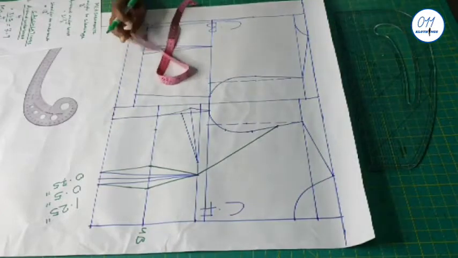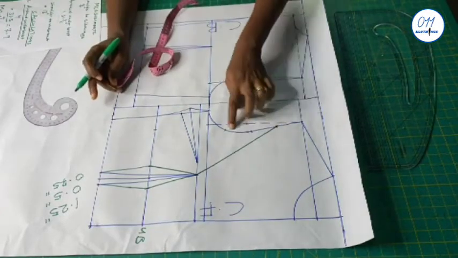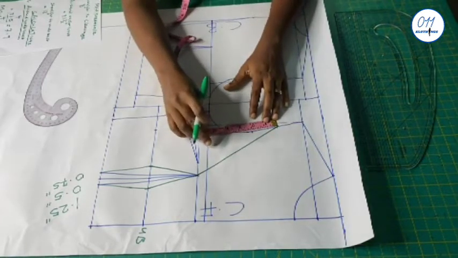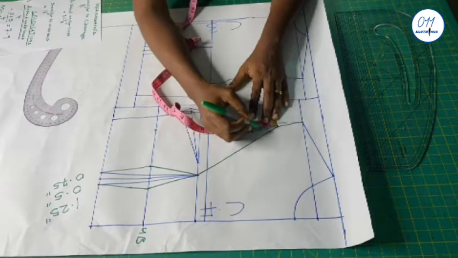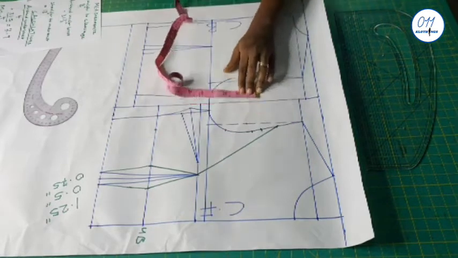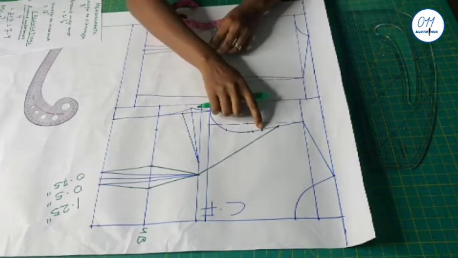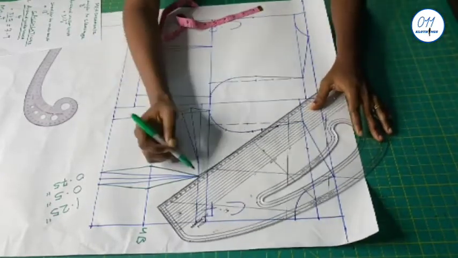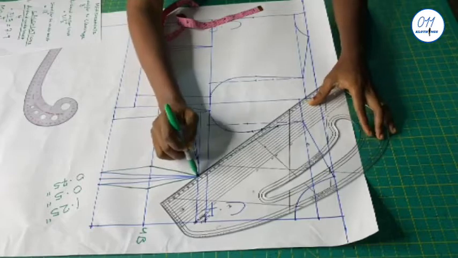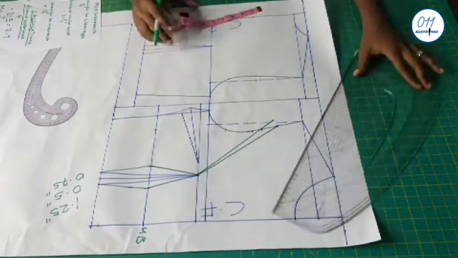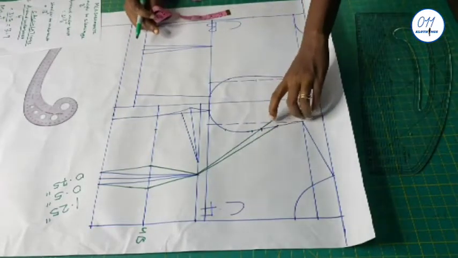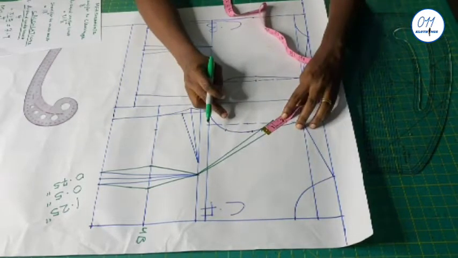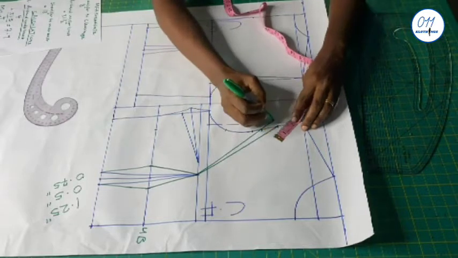From where the princess dart starts, I will come down by 1 inch and I will mark the 1 inch point like this. I will now connect it to the bust point. I will extend the line by 1 inch, which is the amount by which we came down. I come out by 1 inch.